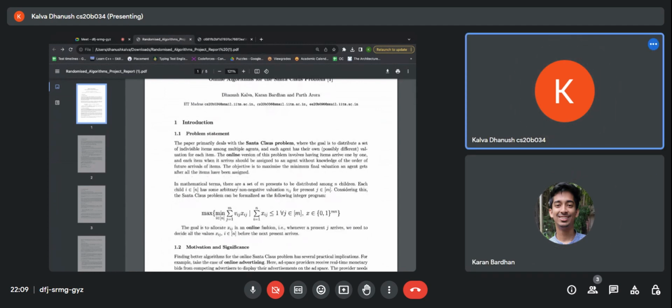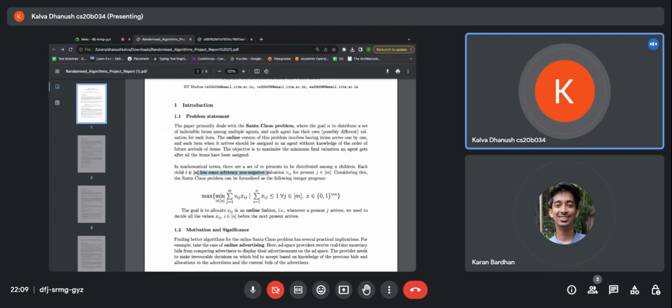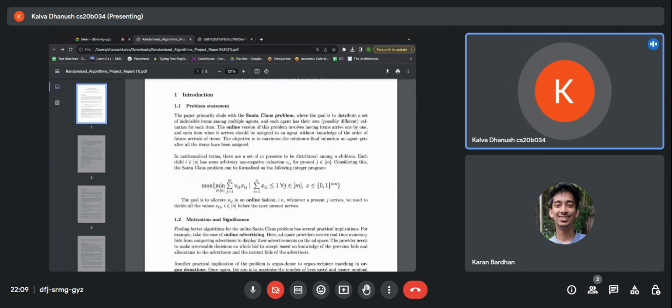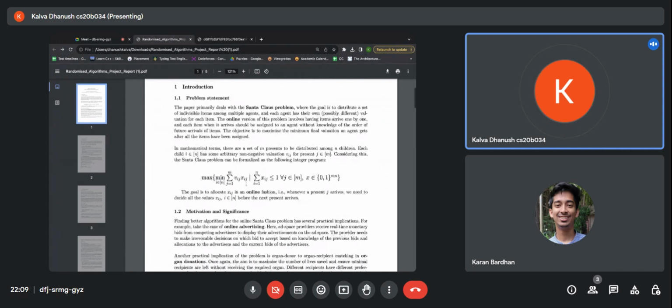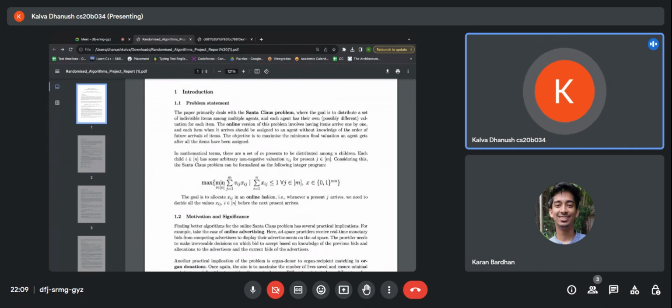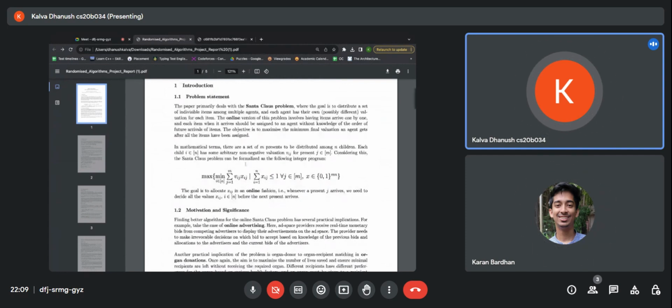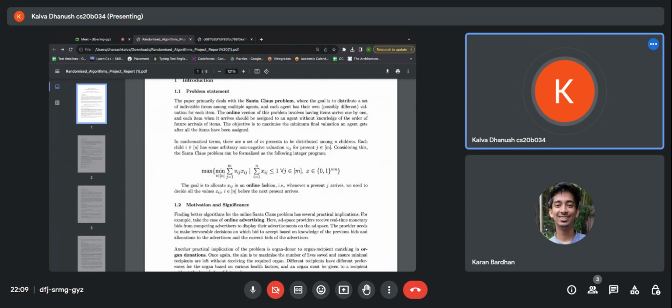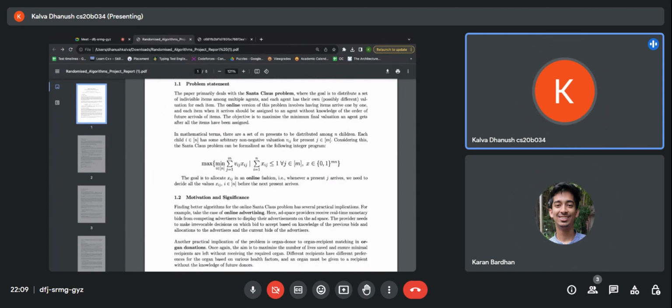So more formally, we can say that there are a set of m presents to be distributed among n children, and each child has some arbitrary valuation. So it's basically maximizing the minimum valuation any child gets as we distribute the presents. For the offline case, this has a straightforward solution. There's no ambiguity, and we just have to see which allotment maximizes the minimum valuation for each child. But since the presents are arriving online and we don't know anything about the future presents, that's where the main challenge lies.